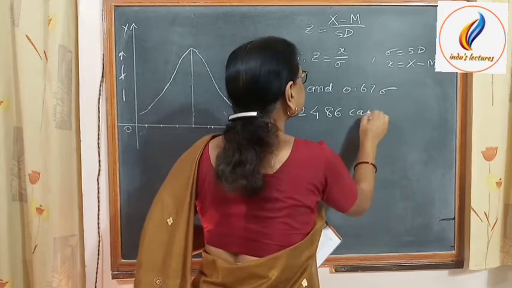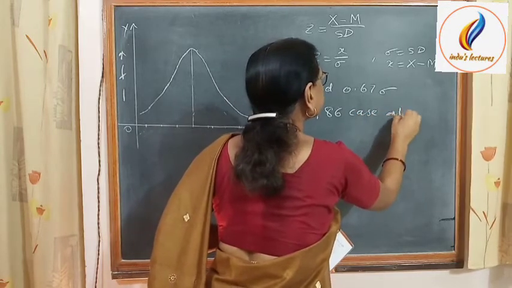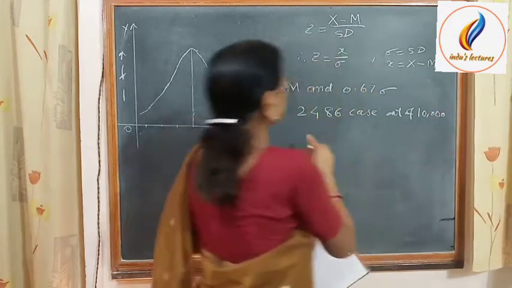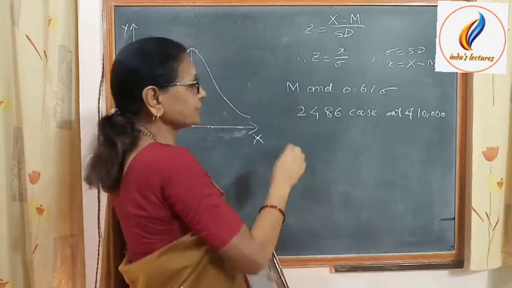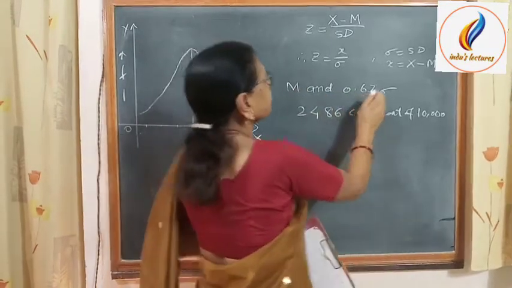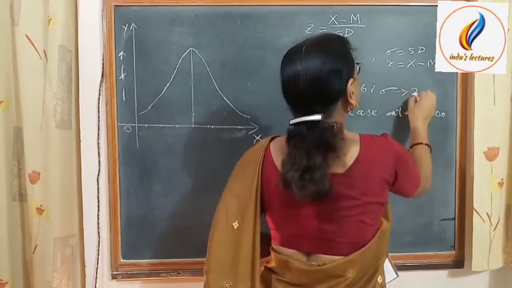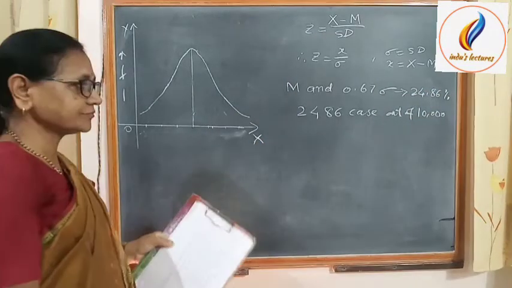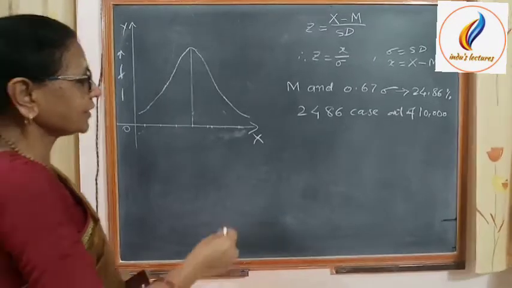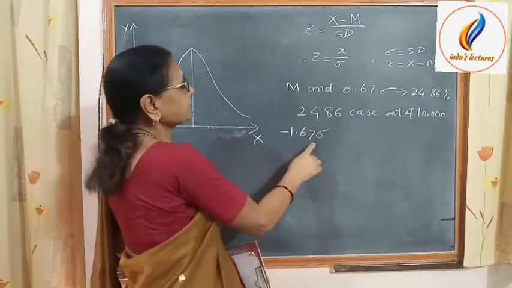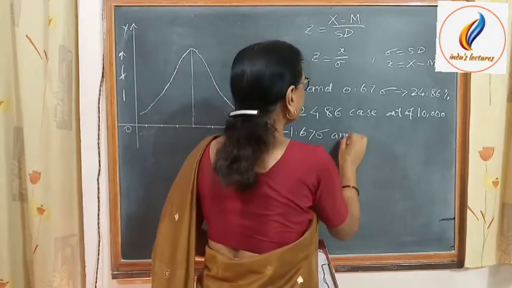2486 cases out of 10,000. And in case of percentage, we can say that between mean and 0.67 sigma, there are 24.86% cases. Similarly, if we have to find out the number of cases between minus 1.67 sigma and mean, then how can this be found in the table?